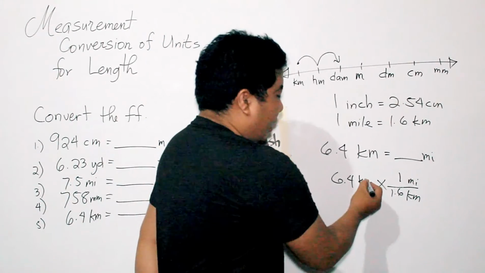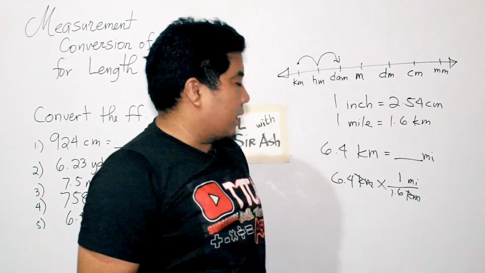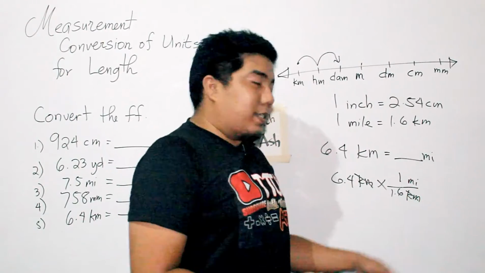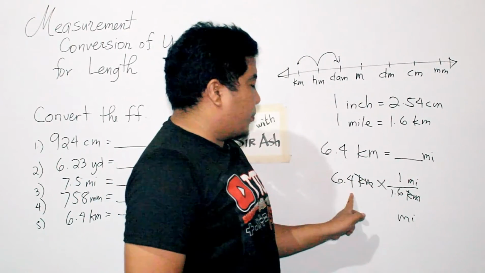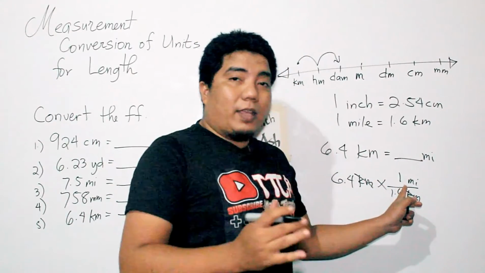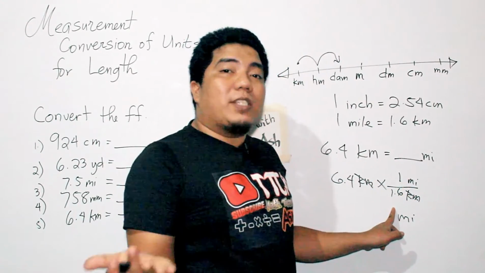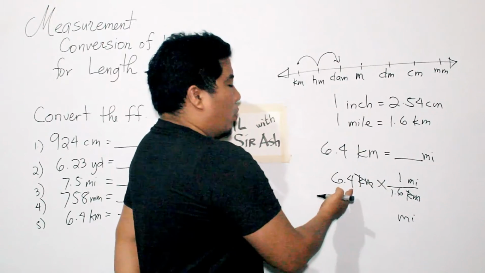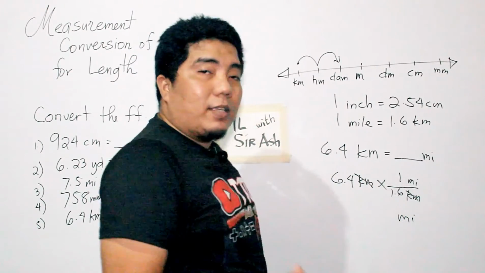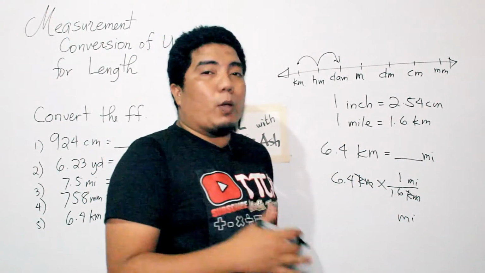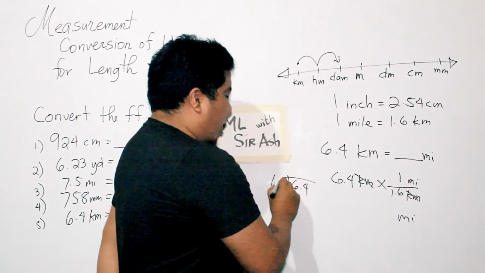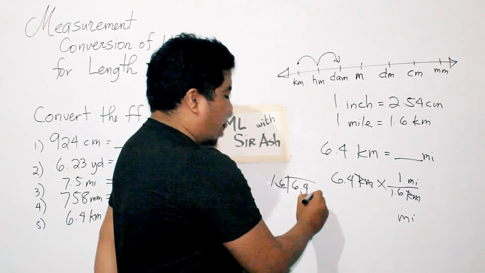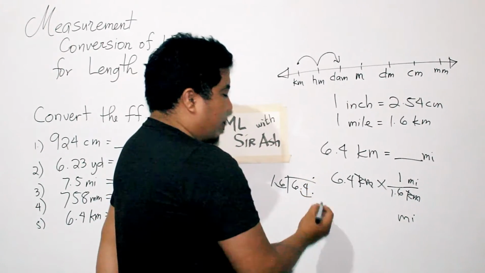So, basically, this will be cancelled, km and km, kilometers. And you have the miles now for your unit. And then you have 6.4 times 1 divided by 1.6. Okay, so 6.4 times 1 is still 6.4 divided by 1.6. So that gives you 6.4 divided by 1.6. You move this one, you move this one. The decimal point will be here. The decimal point will be here.